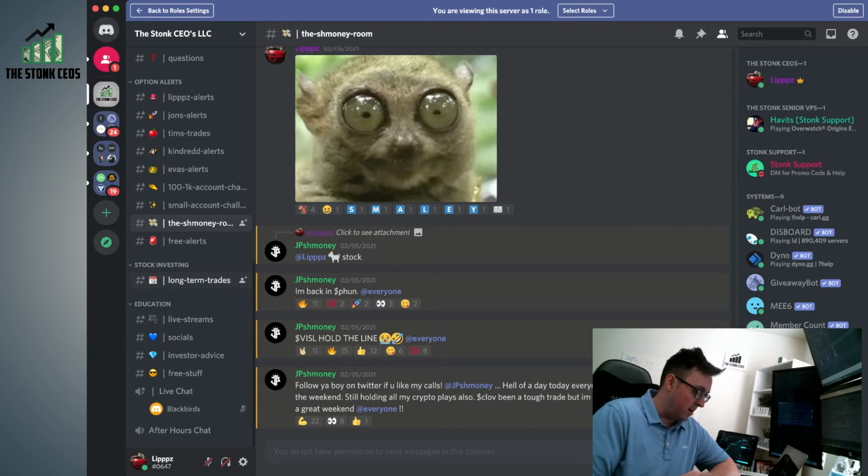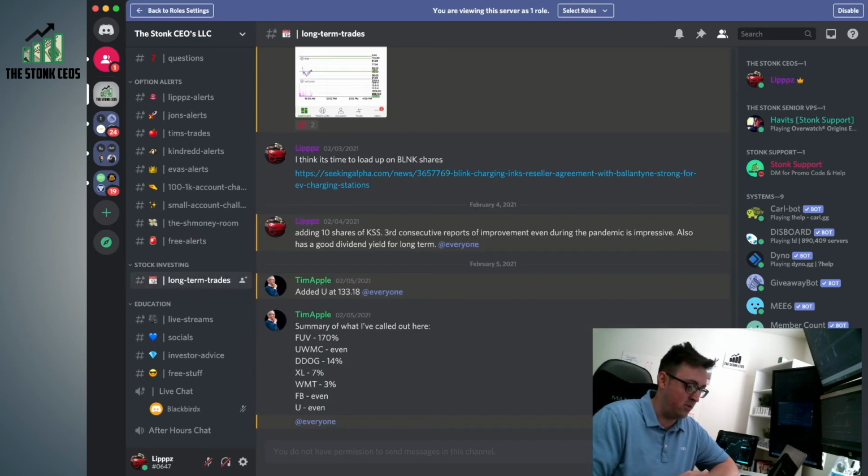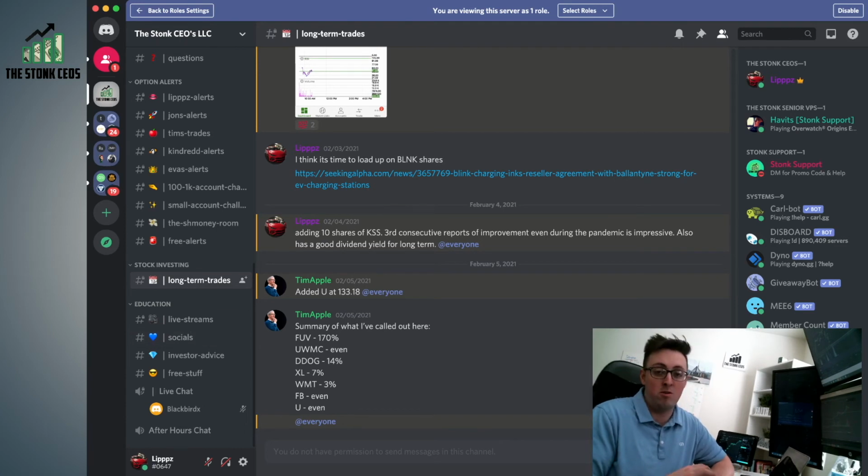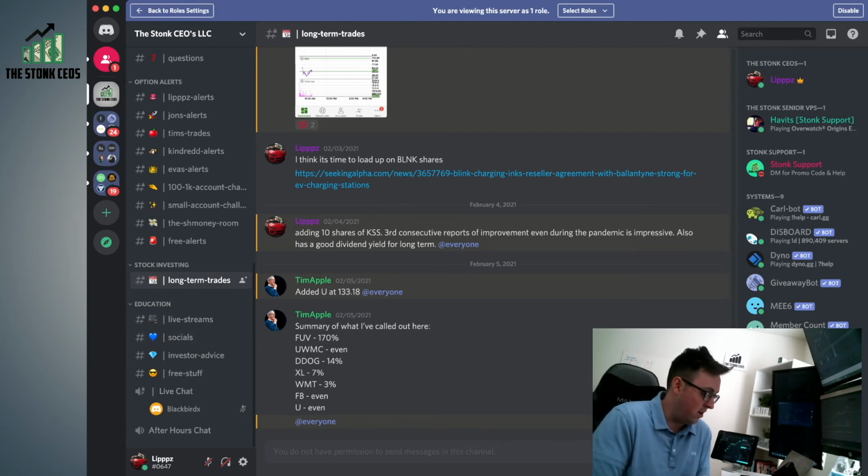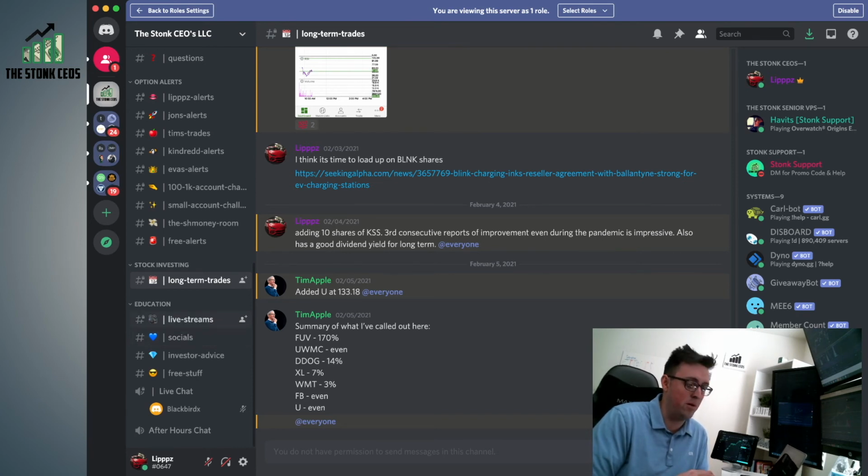And then we have the stock investing side. We're going to be adding more to this as time goes on, which is going to be really fun. We have the long-term trades. We alert stocks that we get into and that are catching our eye. And we have the education tab, which is really important for all you newbies. I posted a lot of new things this last weekend for all the newcomers, and hopefully you find that useful.